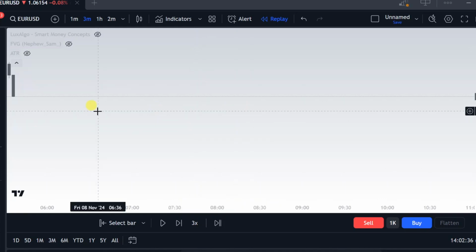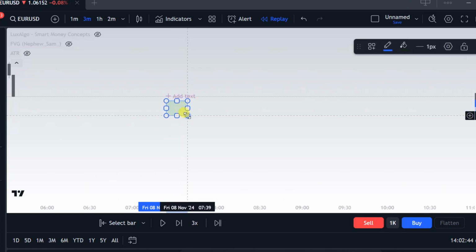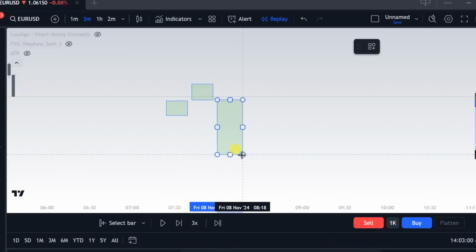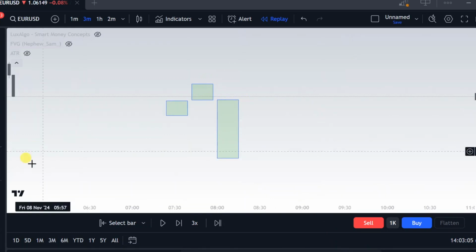Now, when it comes to the Power of 3, we fully understand that what is expected is price first accumulates, and then after accumulation we have some kind of manipulation, and then later we get to see a distribution to the downside. That is if we are looking at a bearish kind of Power of 3. So we basically expect price to do something like this.